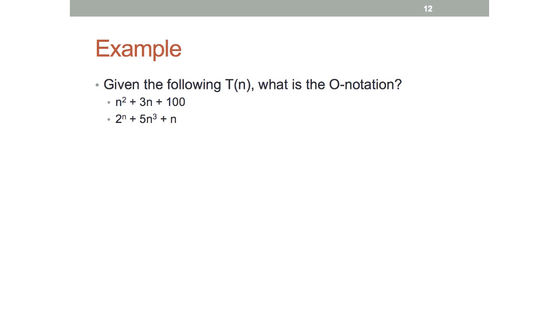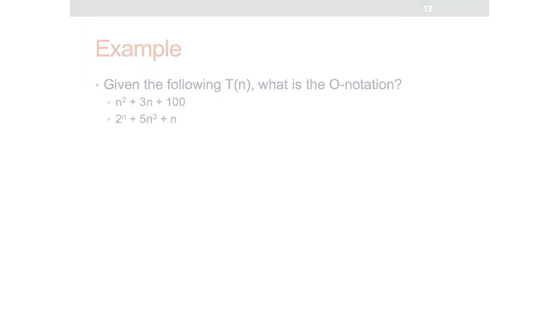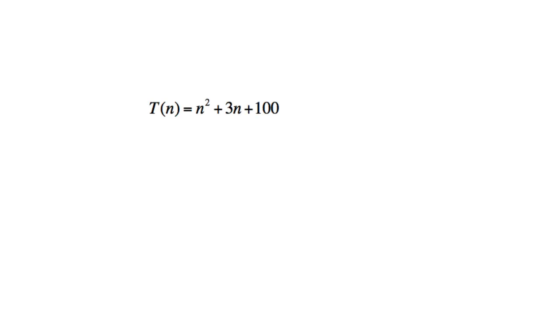Given the following T's of n, get the O's of n. Let's have different values of n for the first example. When n is equal to 10, n squared is 100, 3n is 30, and 100 is 100. The total would be 230. As you can see, the contribution of the constant 100 is nearly 50% of the total running time, same as the n squared part.